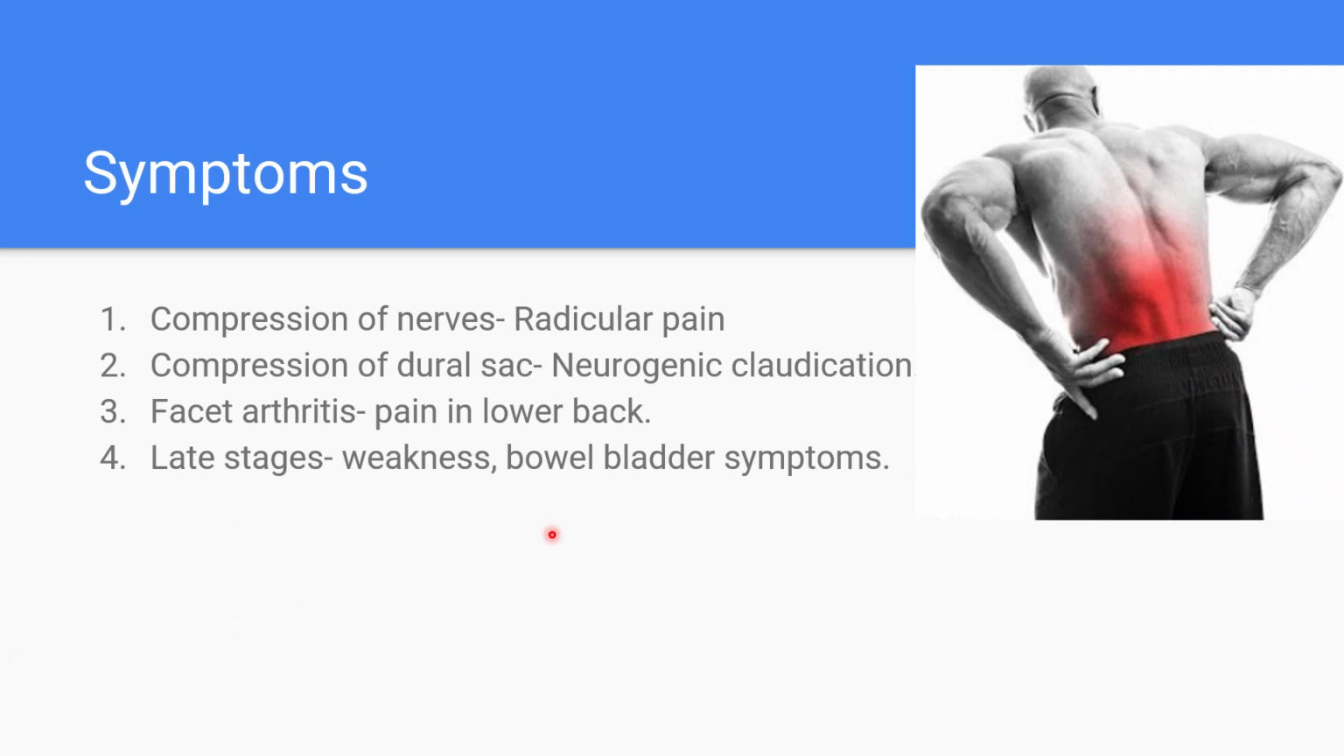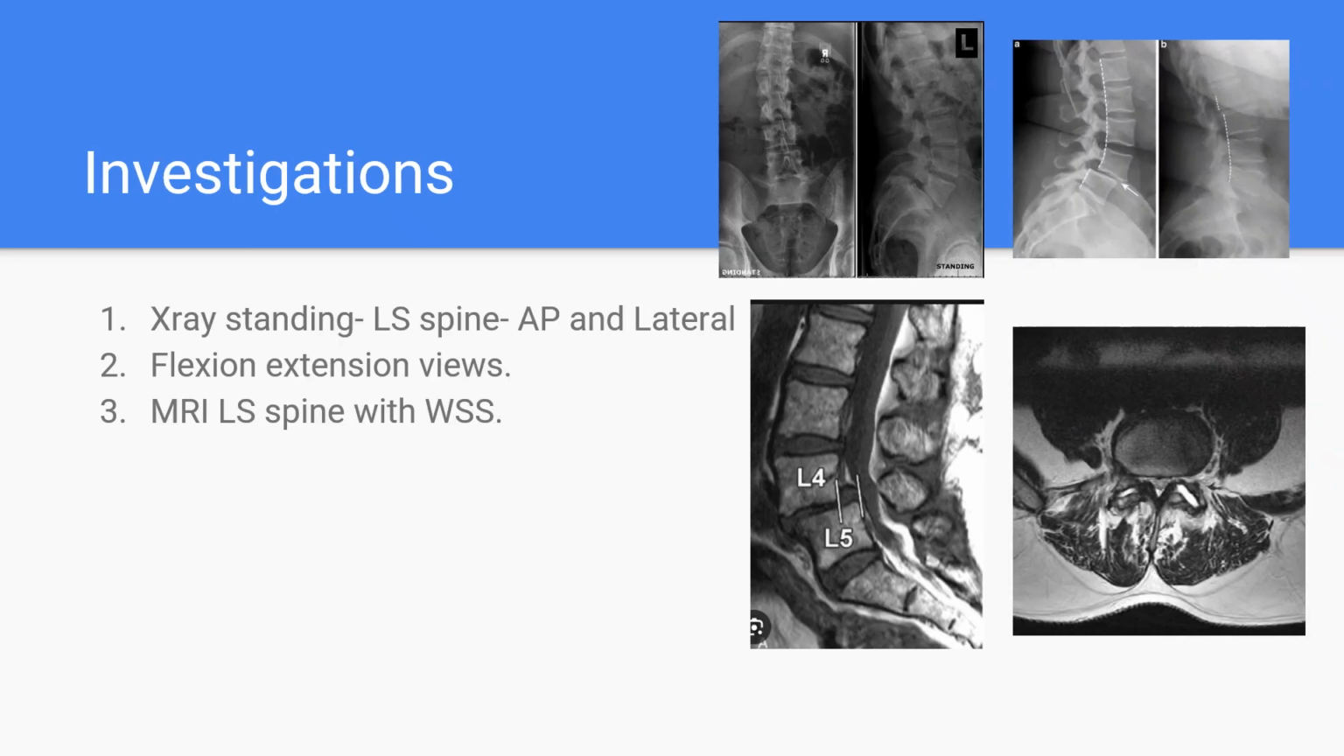In terms of the symptoms, you might have compression of the nerves, which can cause radicular pain. You might have compression of the dural sac, which can cause neurogenic claudication. Again, the facet joints in the back get arthritic, which causes pain in the lower back. And in the late stages, when there is significant compression of the dural sac, then it can cause weakness and bladder symptoms.